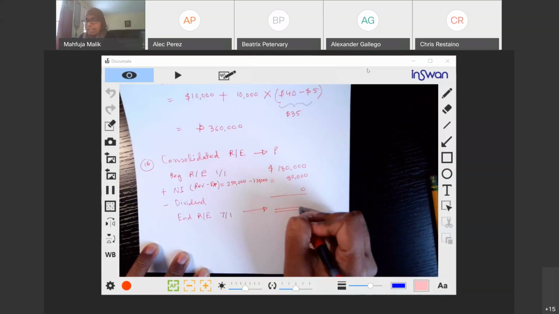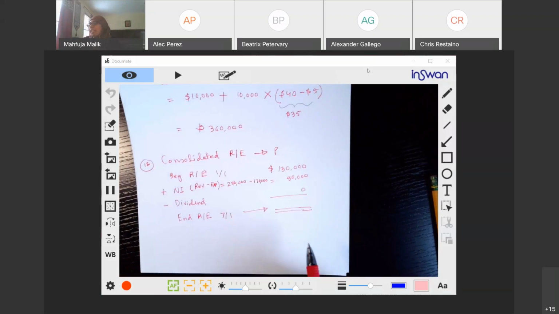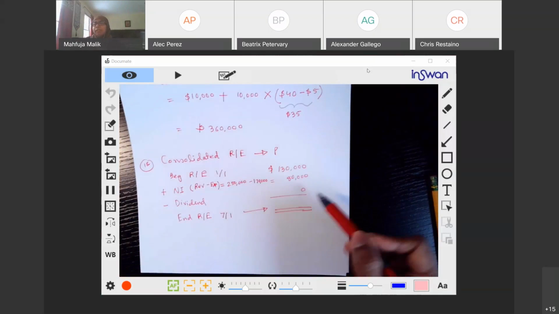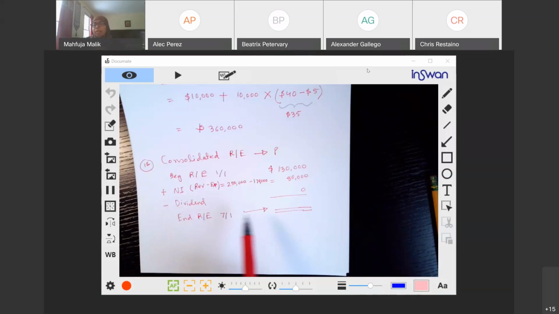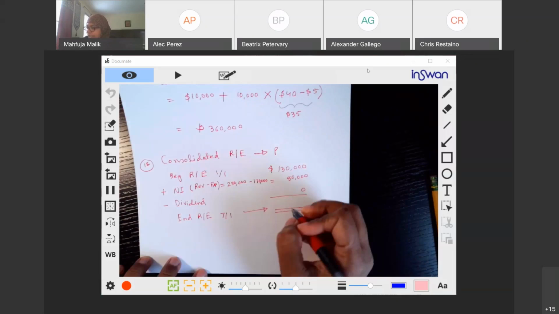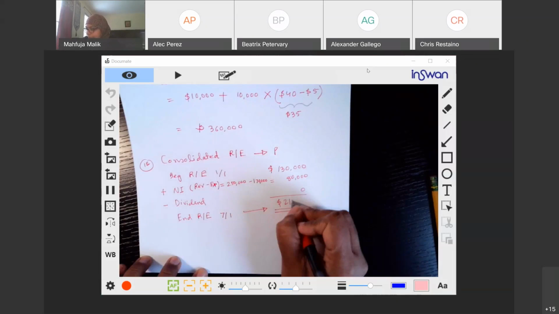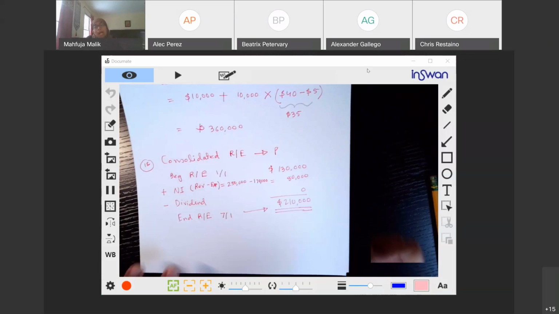Now, here, this is their beginning retained earnings. We add net income, we subtract dividend. We don't have any dividend, no worry. These two together will be your ending retained earnings. It's 210. Excellent. So this is how you can calculate the retained earnings at the end of the period.